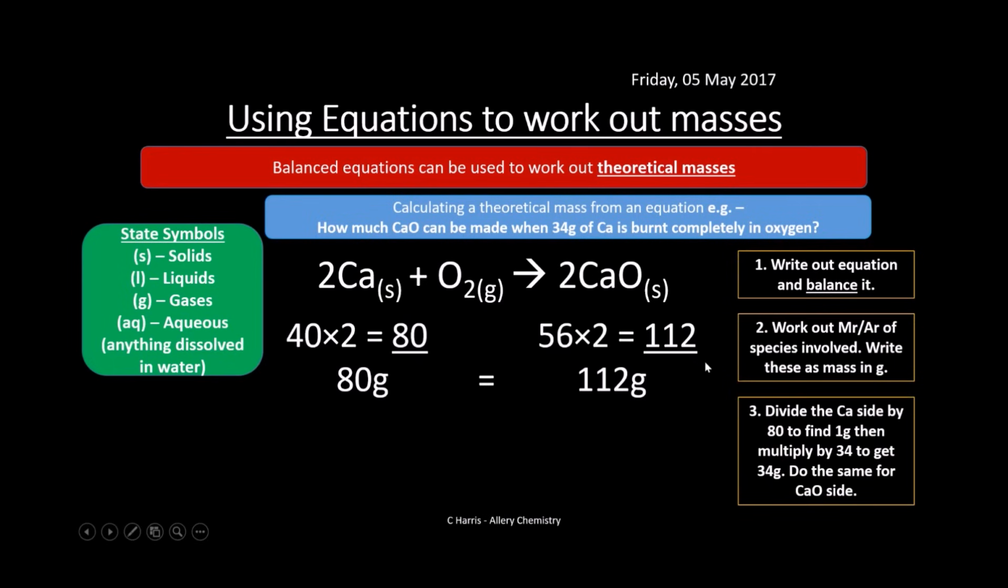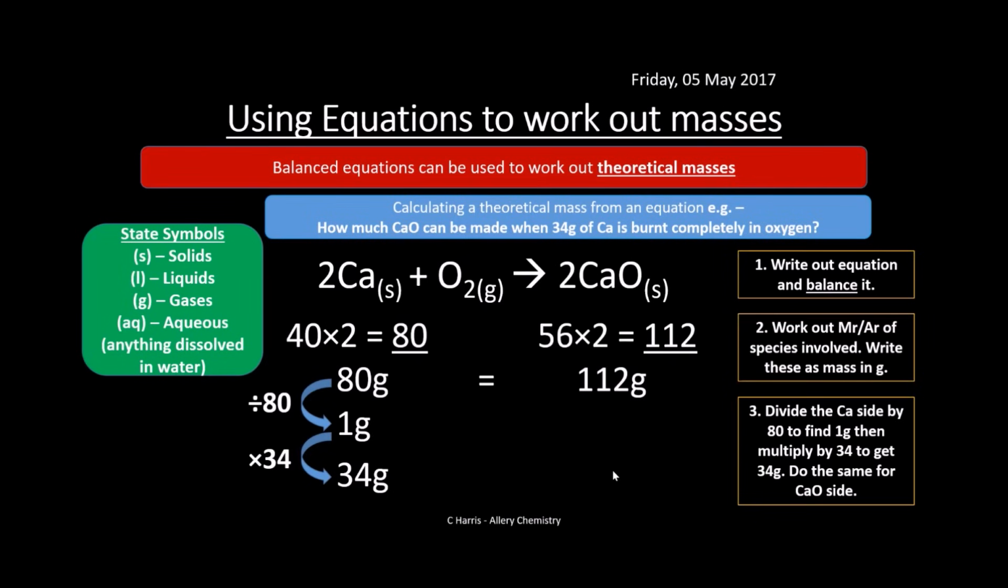Okay. Then what we have to do is divide the calcium side by 80 to find 1 gram, then multiply by 34 to get 34 grams. Because we don't want to know what 80 grams of calcium would produce. We want to know what 34 grams is. So we divide to find 1 gram, multiply to find the 34. So here we go, there's divide by 80 to get 1 gram, multiply to find out what 34 grams is.